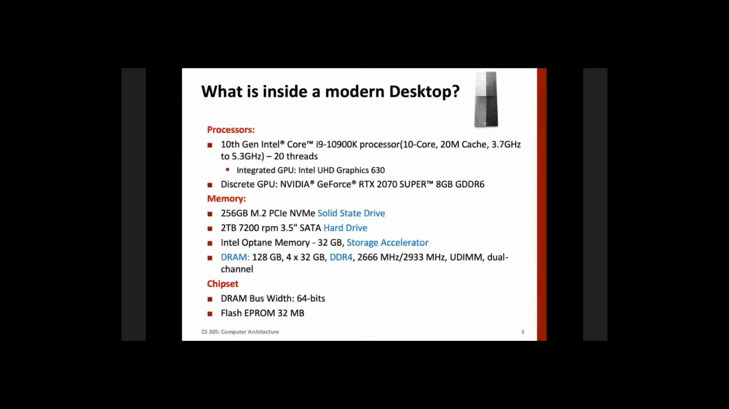Which is a separate processor, which is NVIDIA's GeForce. By the way, today NVIDIA is in the news because ARM, which contained a part of NVIDIA, has sold it to some other company, in the newspaper. So these are the processors in the desktop.